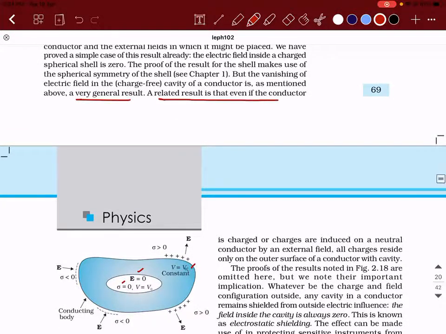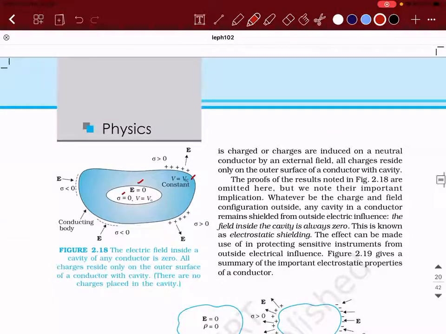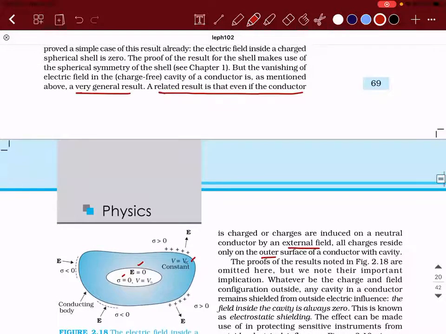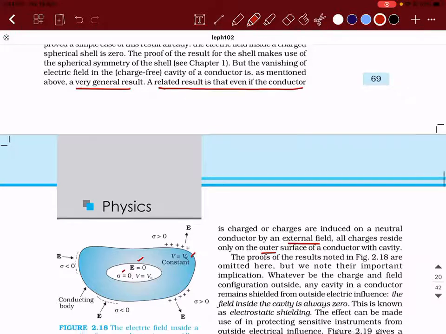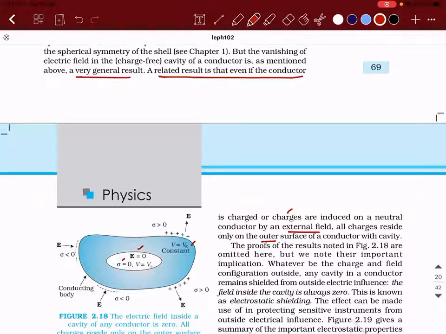A related result is that even if the conductor is charged or charges are induced on the neutral conductor by an electric field, all charges will reside only on the outer surface of the conductor with cavity. So what is the meaning of this? In the first case, you took a conductor generally. The conductor can either be charged by giving excess charge, you take that material, rub it against some surface, or you take and place it in some external electric field. That's what they're trying to say. In both the cases, what can happen? You can generate net electric field inside, but the net electric field is still going to be zero. Right? Now read the statement. If a conductor is charged or charges are induced on a neutral conductor by an external electric field, what will happen to the charges? They will reside only outside, irrespective of whether the conductor has a cavity or not.